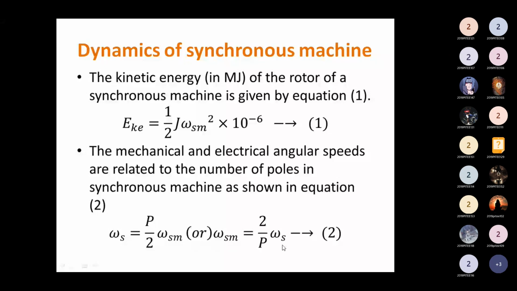So both possibilities we can achieve. Either we can convert mechanical to electrical or electrical to mechanical, the speed in radians. So that is my equation number 2. The two equations show the basic dynamics of your kinetic energy. So EKE is 1 by 2 J omega sm square into 10 power minus 6. Omega s is P by 2 omega sm, and omega sm is equal to 2 by P omega s. So 1 and 2 we are refining.